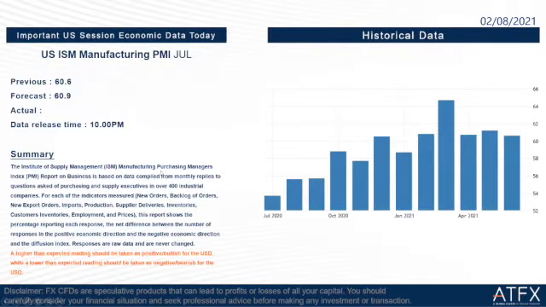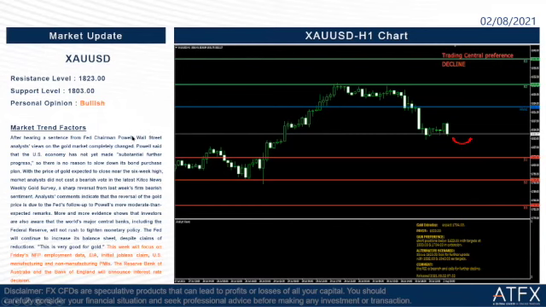Okay, when it comes to the market update for gold today, the resistance level is 1823 and the support level is 1803. My personal opinion for today is that we'll take it as bullish. Let us read the factors here on why I take it as bullish for today, and also for this week, not just today.